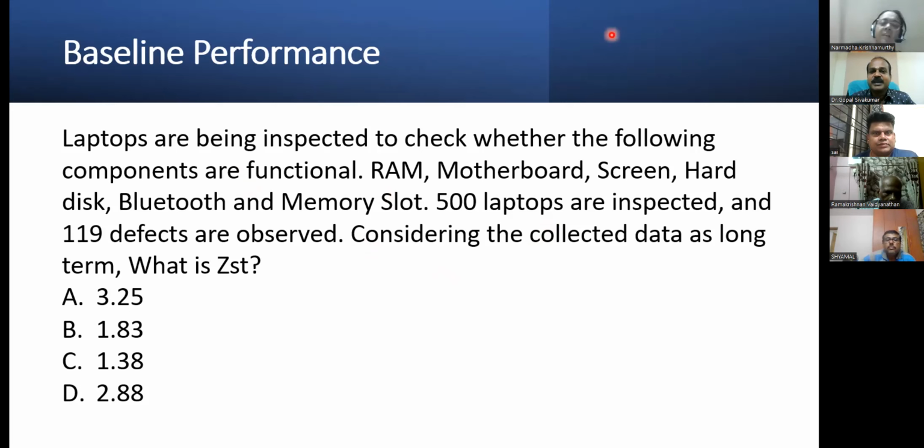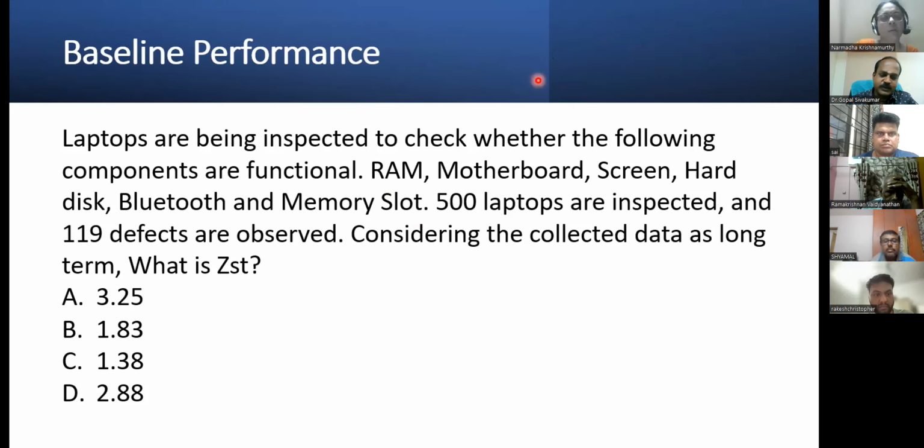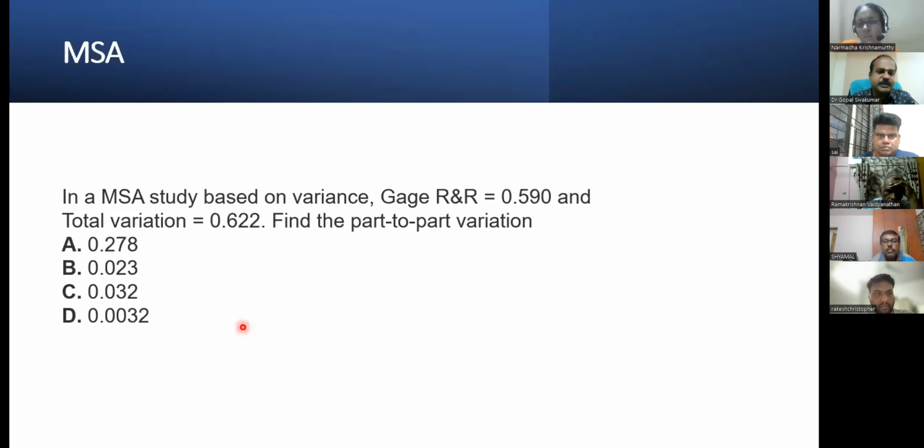Great. So laptops, similar situation. Laptops are being inspected to check whether the following components are functional: RAM, motherboard, screen, hard disk, Bluetooth, memory slot. Again 6. But this time 500 laptops are inspected, but there are only 190 defects. I think you will do it. You all will do it, right? Go to the Excel calculator and put in the numbers and you should get the answer. Anyone able to complete fast? 3.25, sir. Very good. Because it's the same situation, almost 3.25.